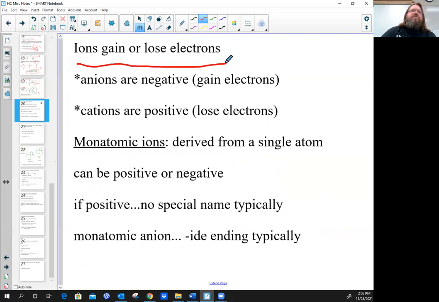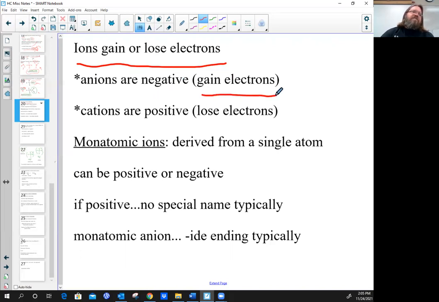Ions gain or lose electrons. So yesterday I gave you the common ion sheet, and then I gave you the worksheet on naming ionic compounds. You need to make sure you have those two items out as we continue this video. So ions gain or lose electrons. Atoms will lose or gain electrons to achieve electron stability by achieving a noble gas electron configuration.